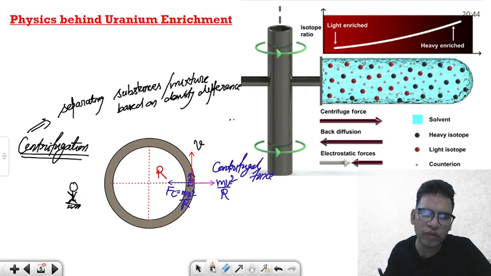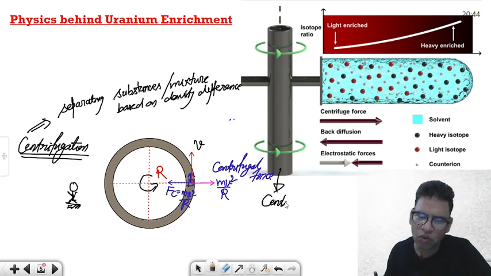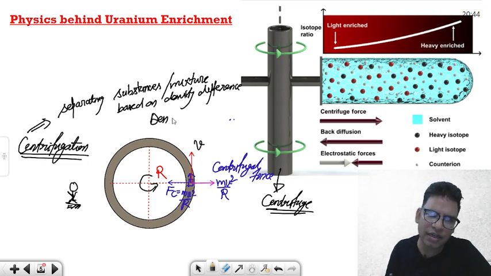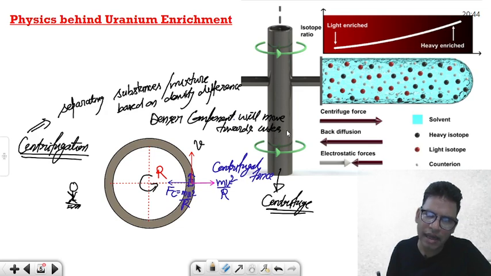So what we do, we spin them in a centrifuge, which is rotating, like this. This is called a centrifuge. We spin them in a centrifuge, and denser components, those which have higher masses, will move towards the outer edge, and they will move slowly.